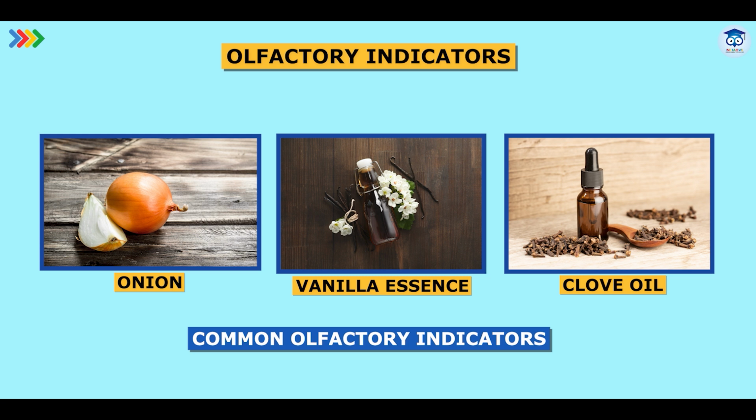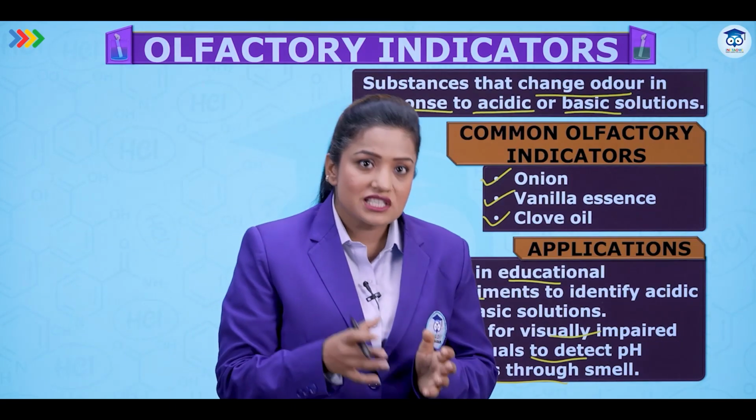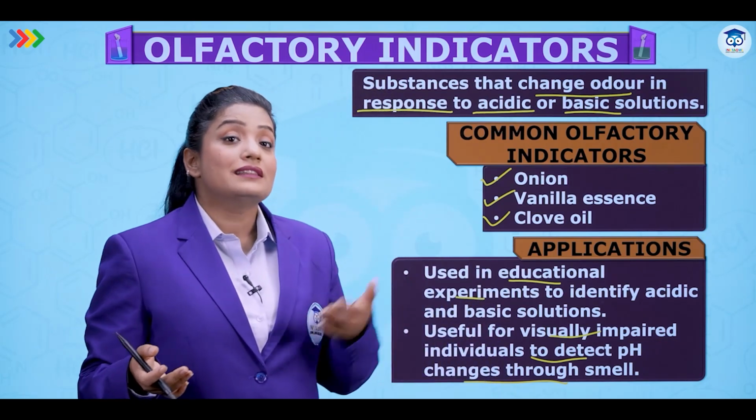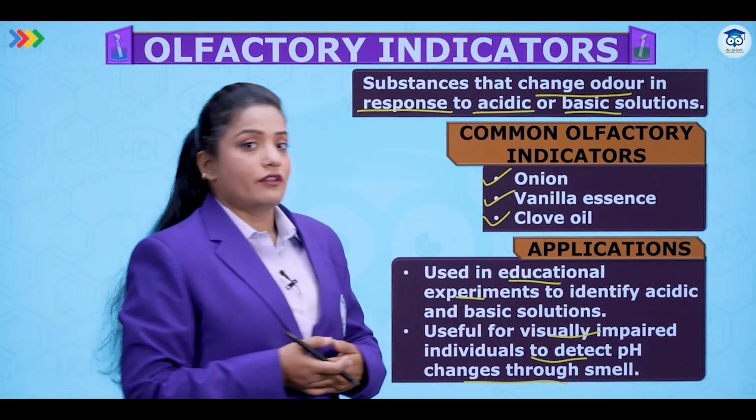Also, they are useful for visually impaired people to detect pH changes through smell. They can identify whether the given substance is an acid or a base because they cannot see color changes. So the change in smell, these olfactory indicators are a good help for visually impaired individuals.